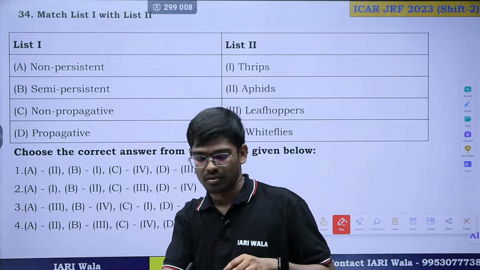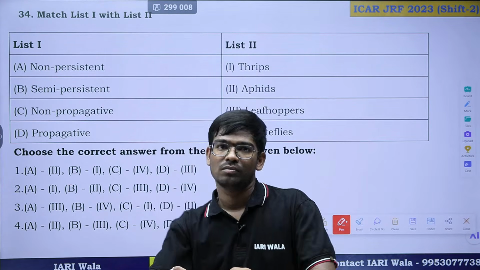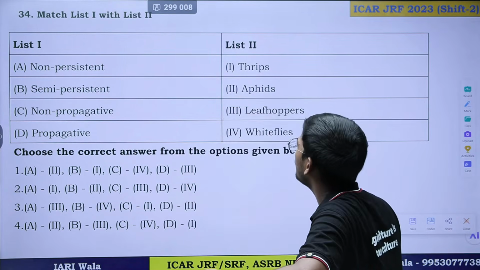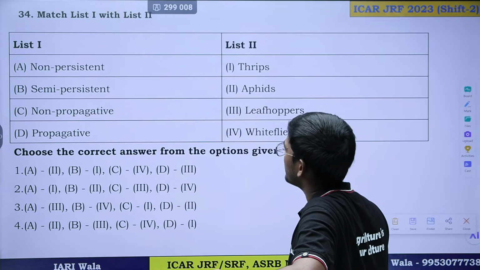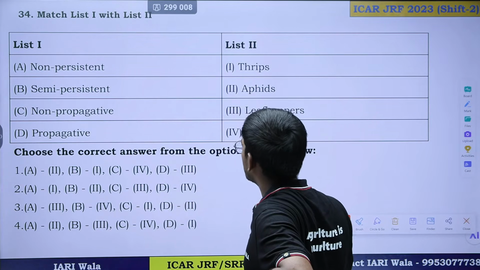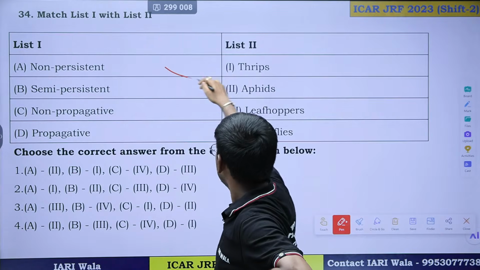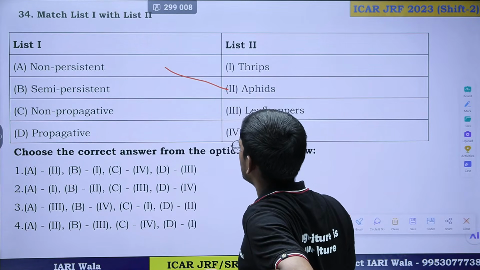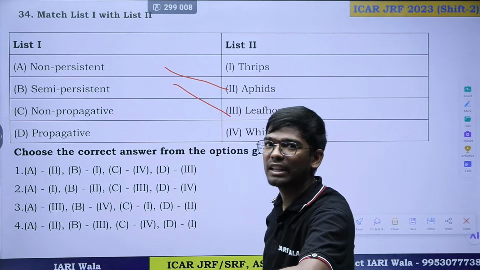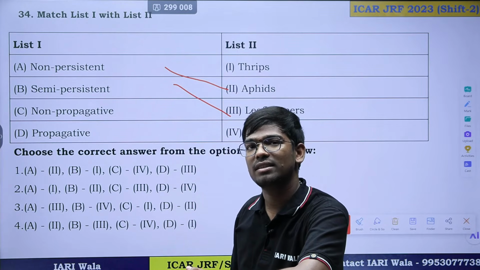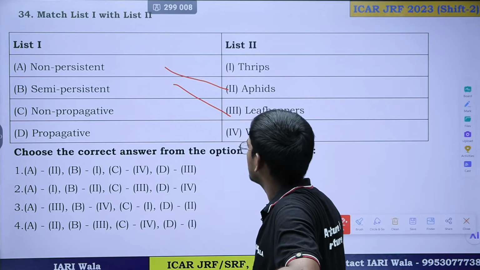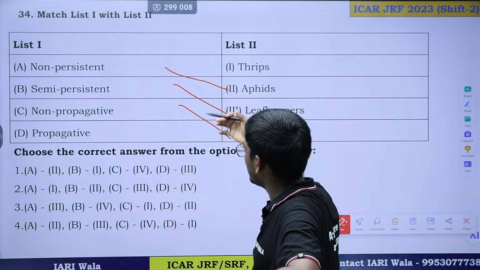It's 34. So here also the non-persistent, semi-persistent, non-propagative and propagative and their examples. Non-persistent transmission is mostly done by aphids. And semi-persistent transmission is mostly done by leafhoppers in this option. Otherwise, mealybugs will also transmit the disease in a semi-persistent way. And non-propagative, whiteflies; propagative, thrips.